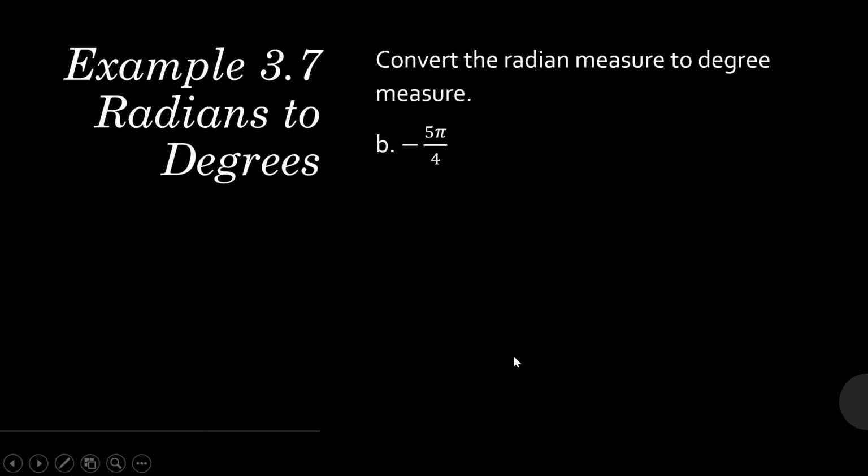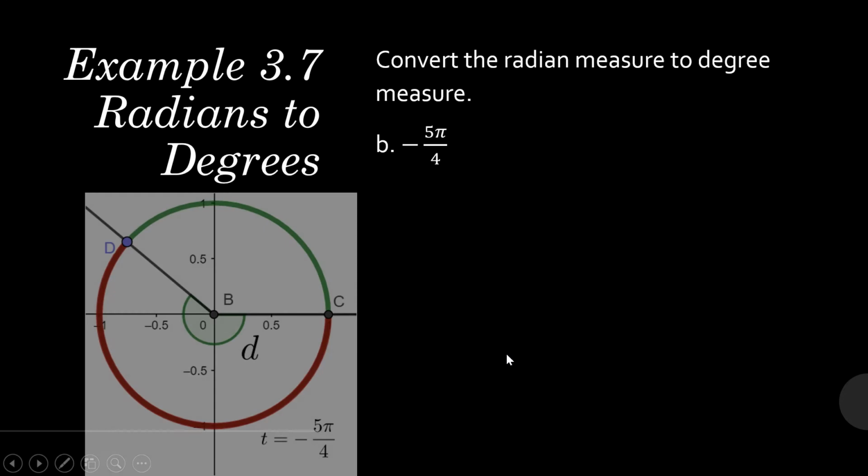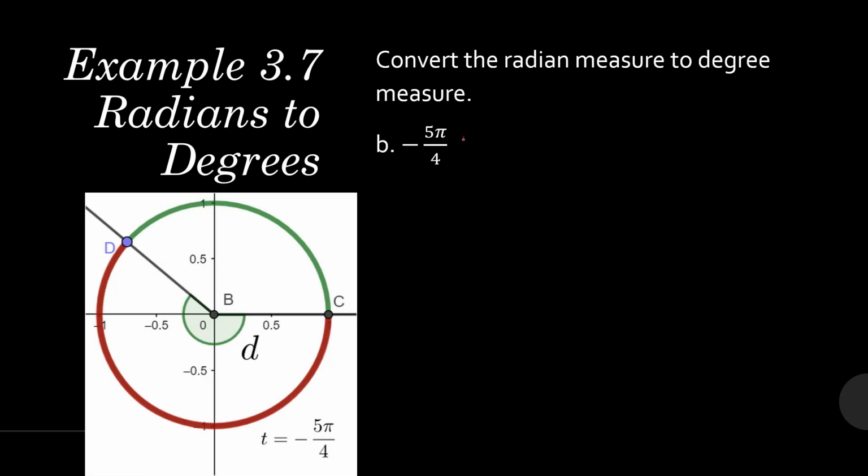How about negative 5 pi over 4? So negative 5 pi over 4 is the same as negative 4 pi over 4 plus negative pi over 4. So this is an angle whose direction of rotation is clockwise. So this one is pi. And then we will add negative pi over 4. So this one is negative pi over 4. Okay, so what is that in degree measure?